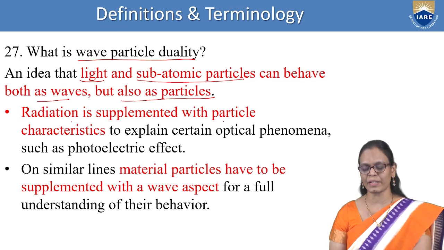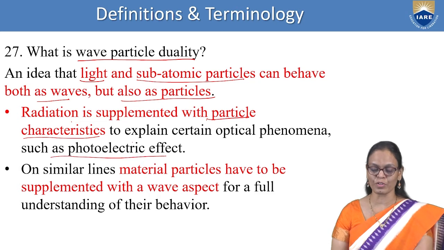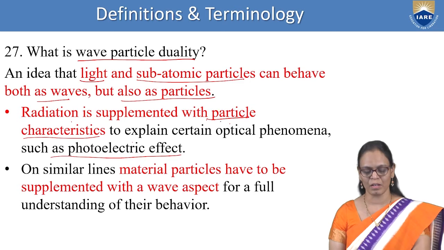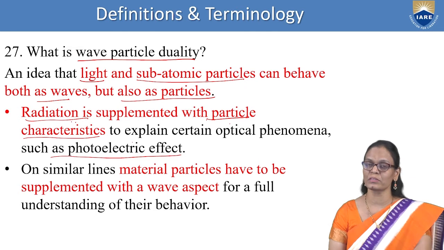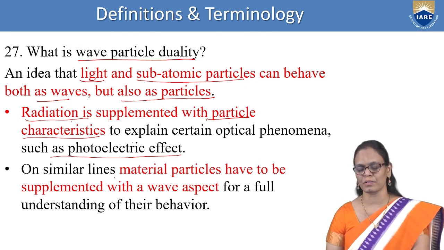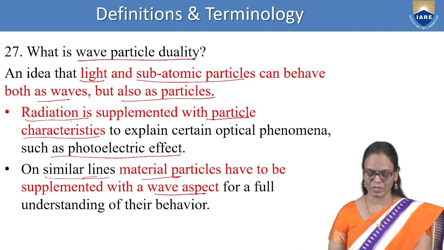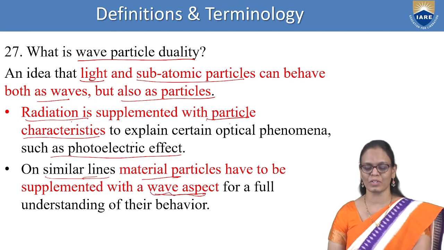Radiation is supplemented with particle characteristics. To explain certain phenomena like the photoelectric effect, we considered light as a particle, although radiation is actually wave nature. So we are saying that it has both wave nature as well as particle nature. Similarly, material particles have to be supplemented with a wave aspect for a full understanding of their behavior. So how the particle moves, we talk about the wave aspect. This is what we call dual nature or duality.